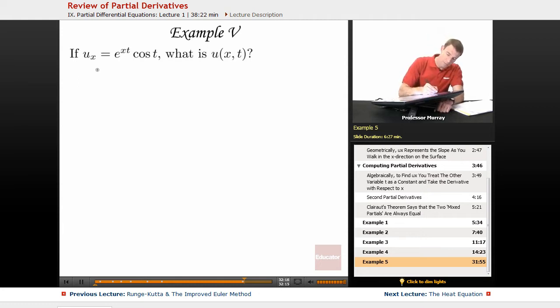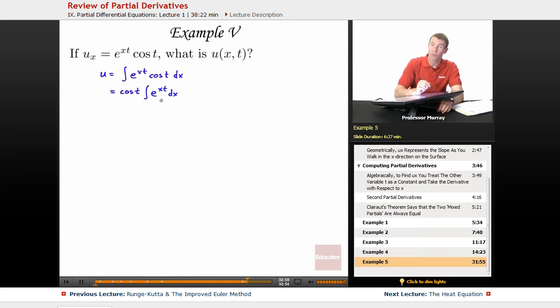So u is equal to the integral, you can think of it this way, of e to the xt cosine t dx. But now that means we're integrating with respect to x, so t is a constant. It's just like when we took the derivative with respect to x, we held t as constant. And so that means that cosine of t is just a big constant, which means you can pull it out of the integral. So cosine of t, we're going to pull that out of the integral, e to the xt dx.